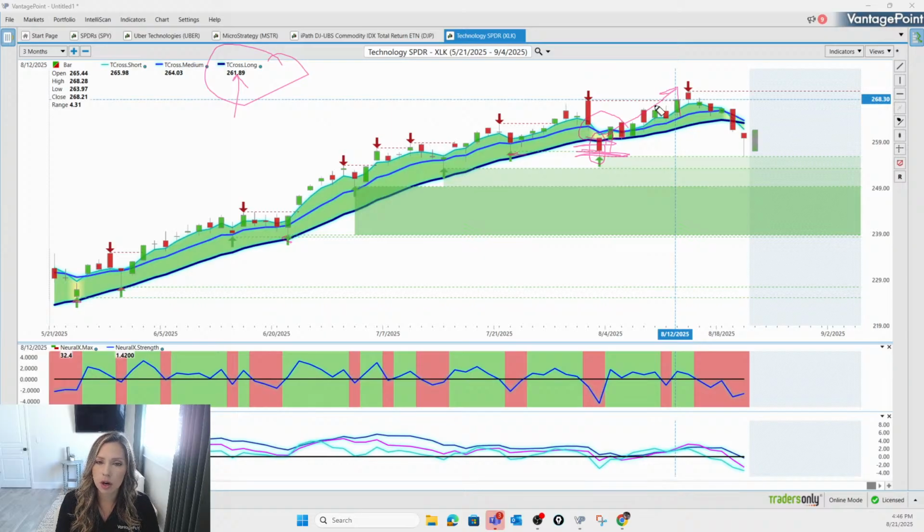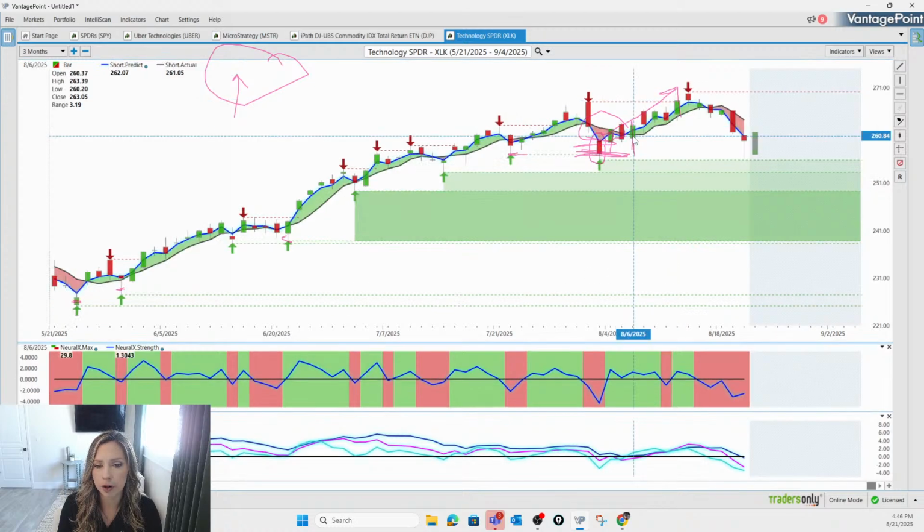Now, of course, we can see here as well that at this point, we also had a short-term crossover. I'm just going to bump on over to that view. You had a short-term crossover. Wow, let me clear some of my drawings off of there. That was fun. But we have that bullish crossover, the bounce off of the T-cross long, right? As well as your neural index is bullish. You've got your strength coming on up.